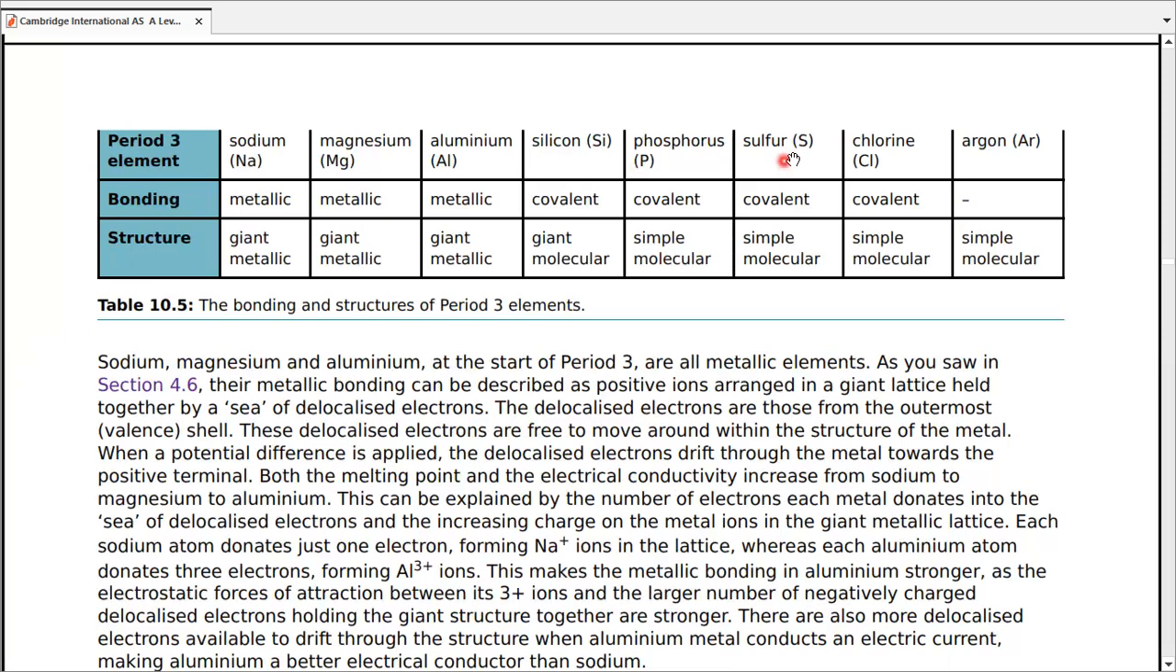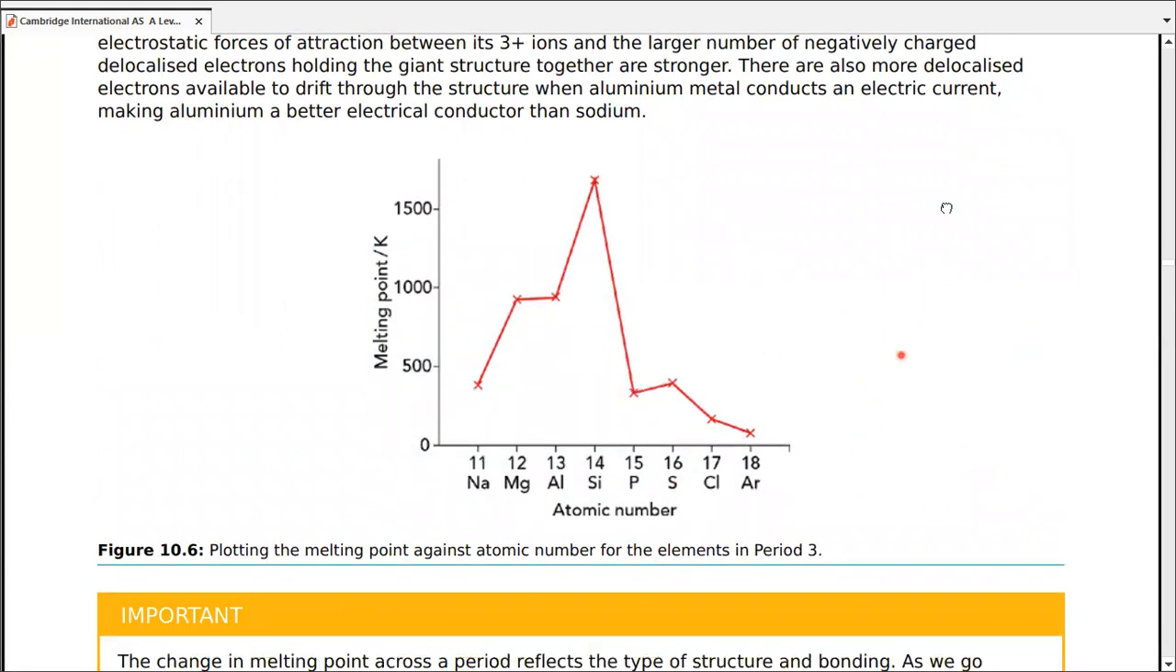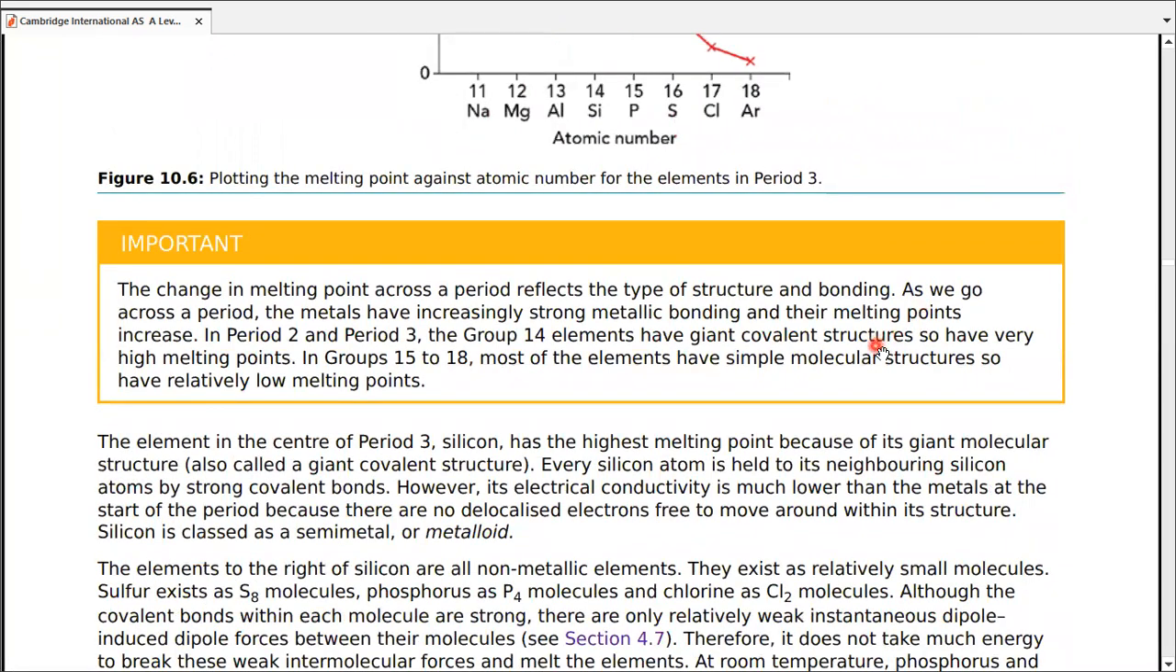Moving on, this is how it goes for melting point. Continuing, the change in melting point across a period reflects the type of structure and bonding. As we go across a period, the metals have increasingly strong metallic bonding and their melting point increases.